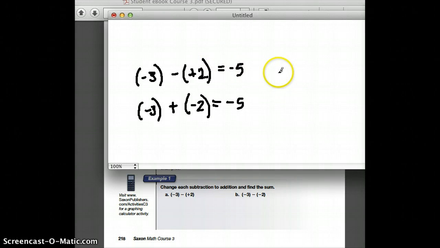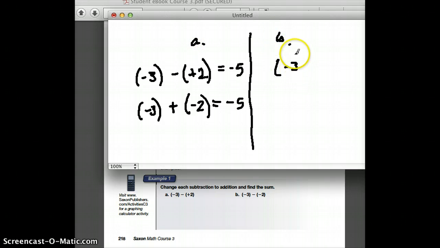Okay, look at B. This is A here, and this is B. So this one is -3 minus negative 2. This is the one you really have to be careful about, because you can see here we have a minus and a negative without any number in between. And what happens is two negatives become a positive. So it's -3 plus 2, and that would give you -1.